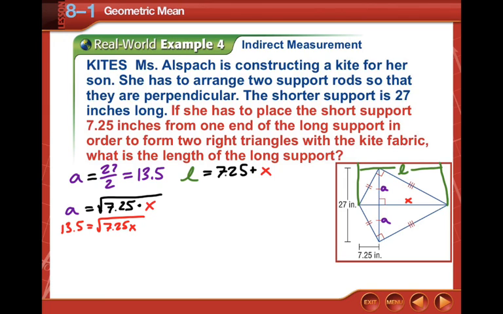And now we need to get rid of this square root. And in order to do that, just like subtraction is the opposite of addition, the opposite of squaring is square rooting, and vice versa. The opposite of square rooting is squaring. So we're going to square both sides of this equation. Cancel out the square root, and we'll be left with 13.5 squared, which comes out to be 182.25, equal to 7.25x.